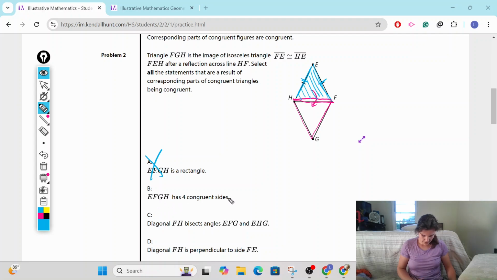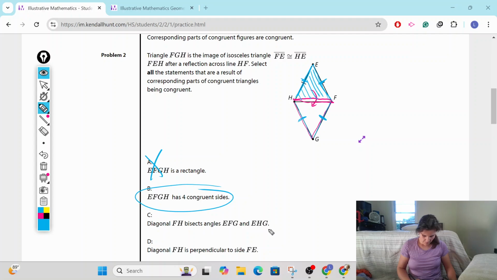FGH has 4 congruent sides. Well, if this side corresponds to this side, we know that they're congruent because corresponding parts of congruent triangles are congruent. And if this side corresponds to this side, it's also congruent, which tells us 1, 2, 3, 4 sides are congruent. So this one is correct.